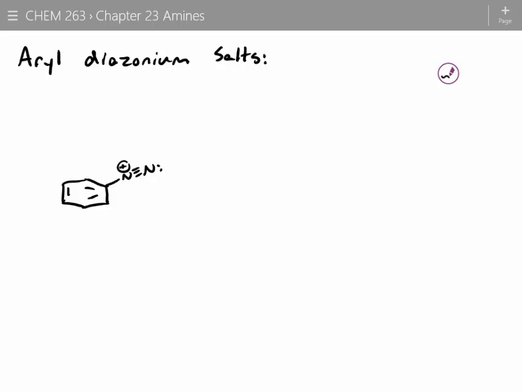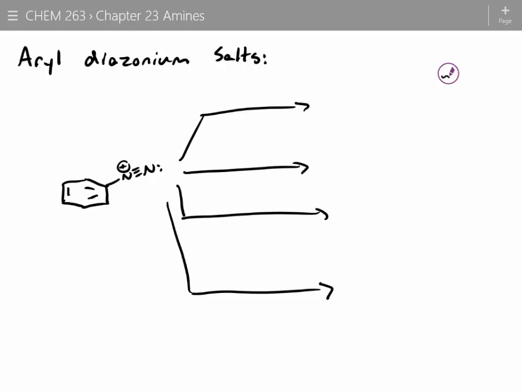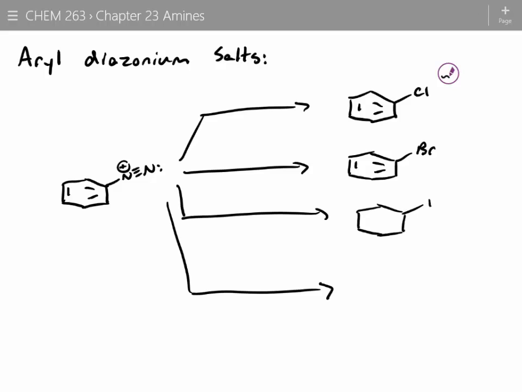All right, with the aryl diazonium salt, you can do all sorts of reactions with it, so I'll get a little chart going. The first thing we can do is swap this out for chlorine, so we can install chlorides this way. We can install bromines. We can install iodine. And then the other cool one that's very useful is you can install a cyano group.